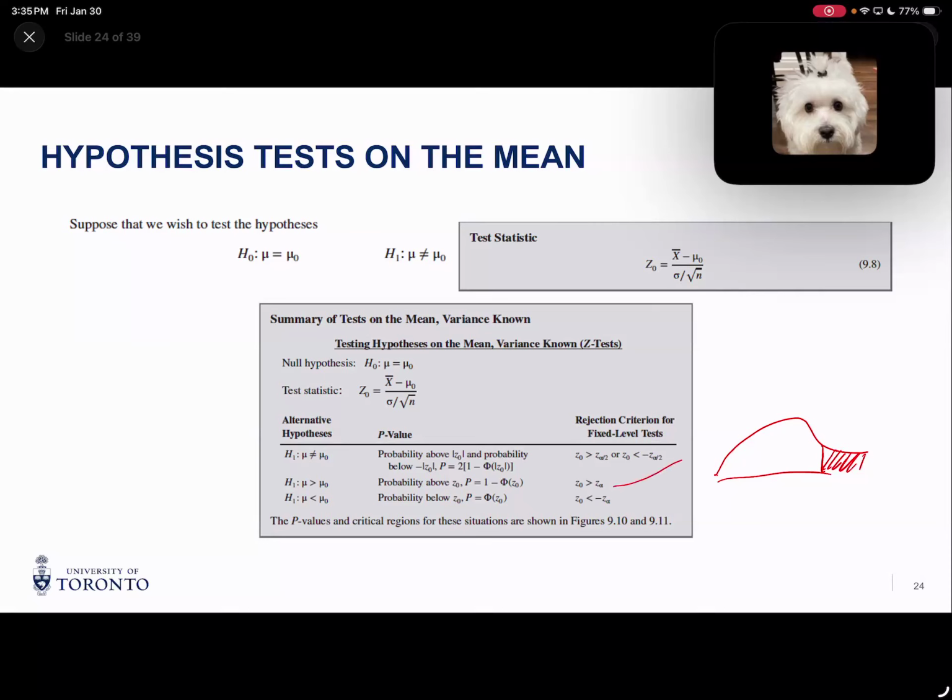For greater than, is that part of the distribution? So I have to calculate this part and then take 1 minus to get that. Less than is just that part of the distribution.